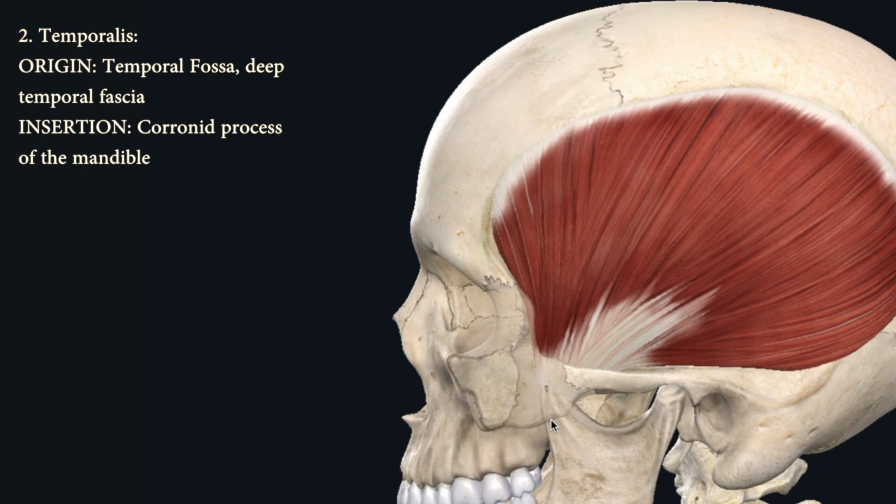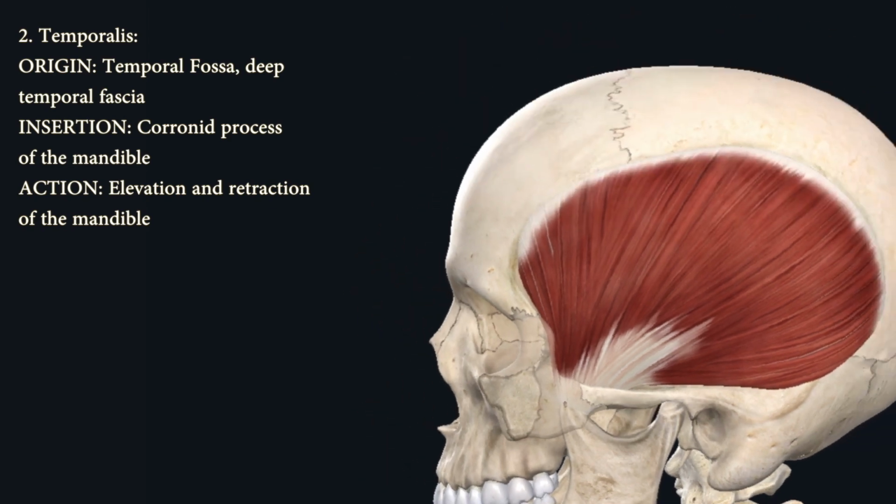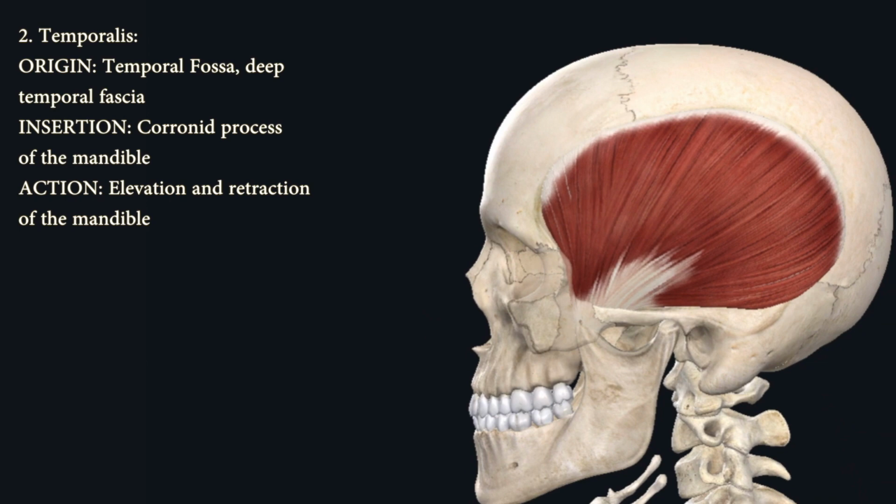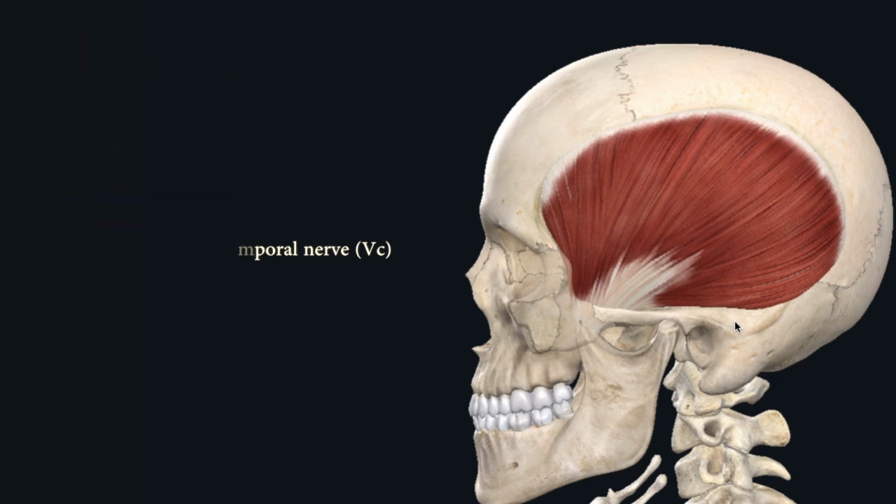The action of the temporalis muscle is elevation and retraction of the mandible. So if you retract your mandible yourself and palpate near your ear where your temporalis actually is, you can feel your temporalis contracting. Moving on to the nerve supply to the temporalis, it comes from the deep temporal nerve, which is also a division of the mandibular nerve, specifically the anterior trunk.